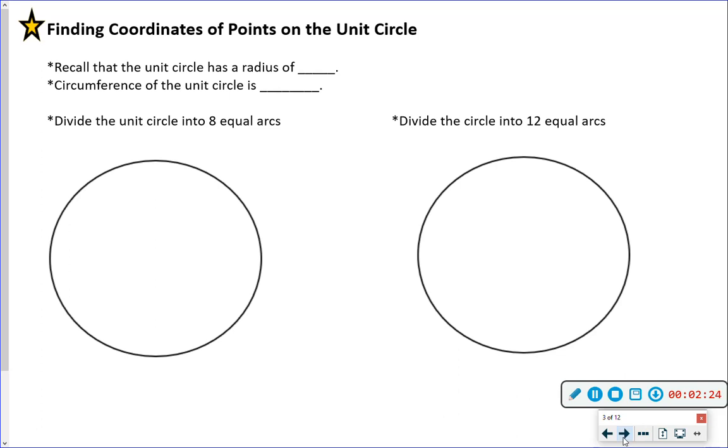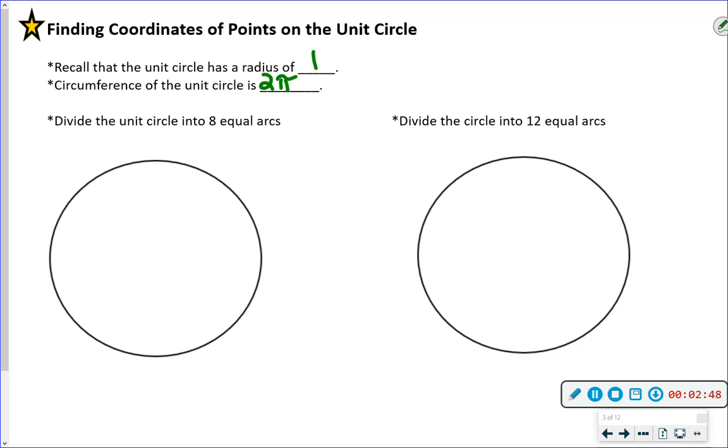All right, we're going to try to, my drawing skills, divide that first circle into 8 equal arcs in a second. Let's just remember on our unit circle, we have our radius of 1. And back to our geometry days, the circumference of a circle, remember, was 2 pi r. R is 1. So 2 pi times 1, I'm just going to put 2 pi, of course.